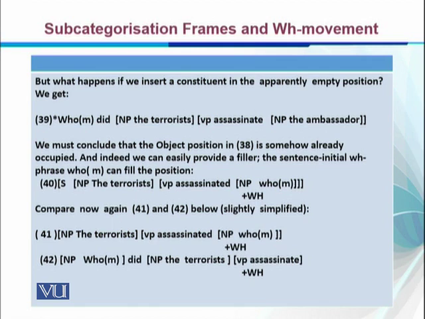So the 40 sentence is very important. The terrorist assassinate whom, and now the who is a WH. Now we can have a simplified form, the terrorist assassinate who or whom. So in 42, whom is brought to the initial position. Whom did the terrorist assassinate? So you can see that with whom the do insertion is also made possible in this sentence.